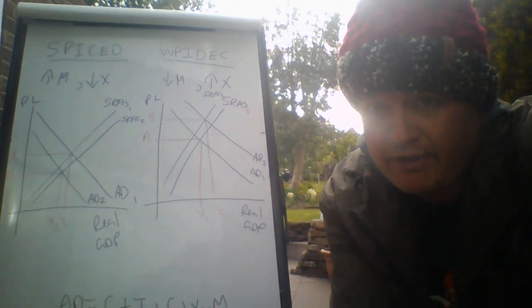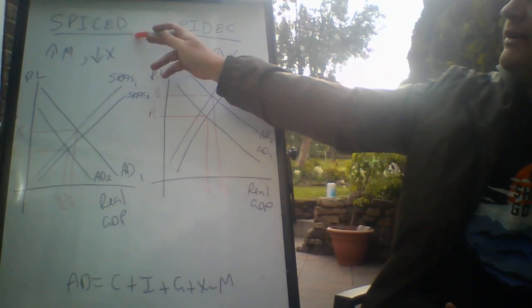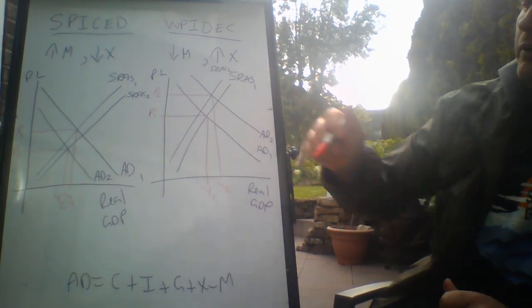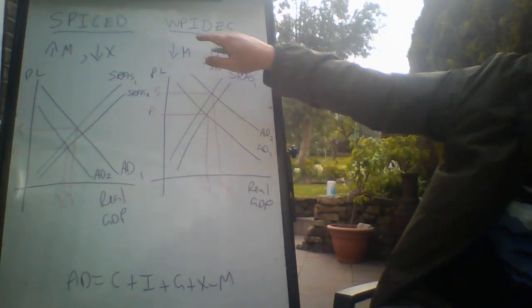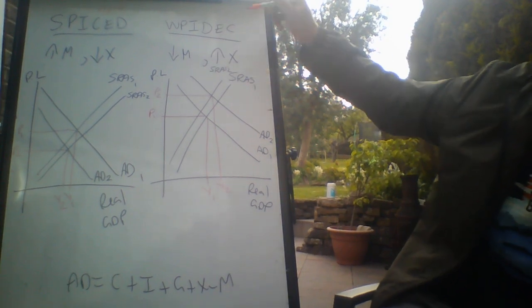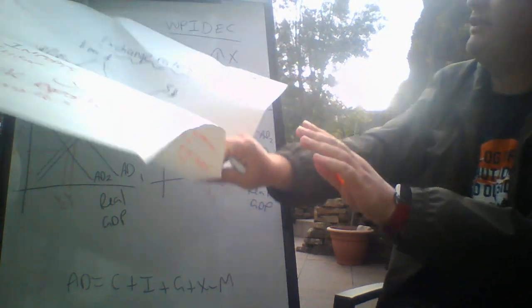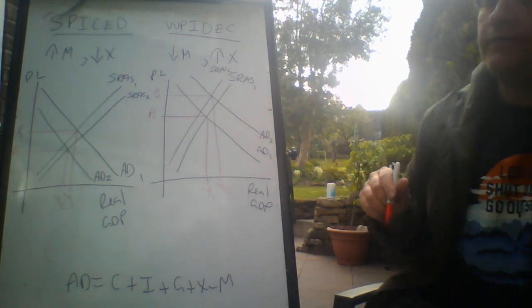Just to wrap it up everyone, I want to think about this. So let's move the screen so you can see the top of the page. We've got these acronyms again, SPICED and Whippy DAC. Strong pound, imports cheap, exports dear. So this links with appreciation and then Whippy DAC: weak pound, imports dear, exports cheap. This one will be linked to a depreciation of the currency.